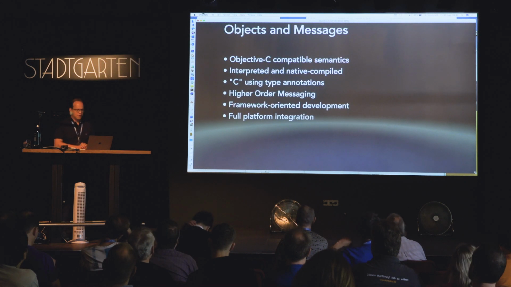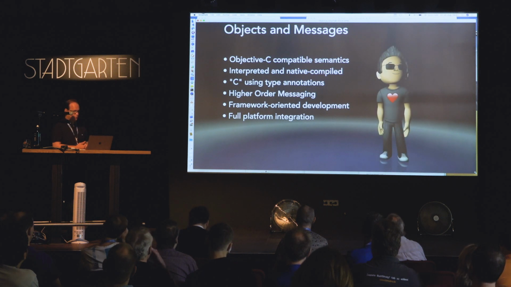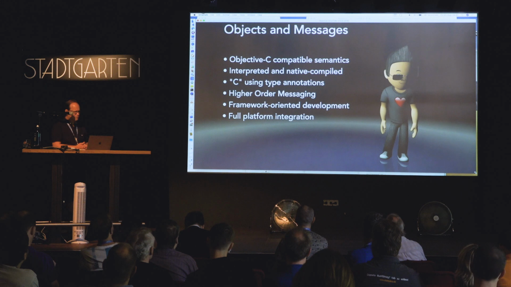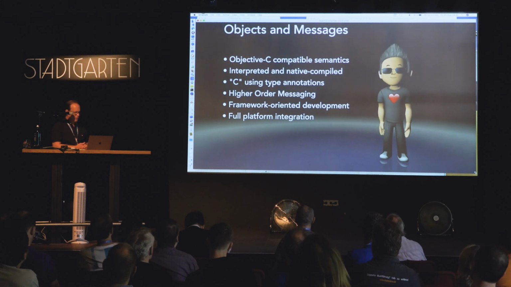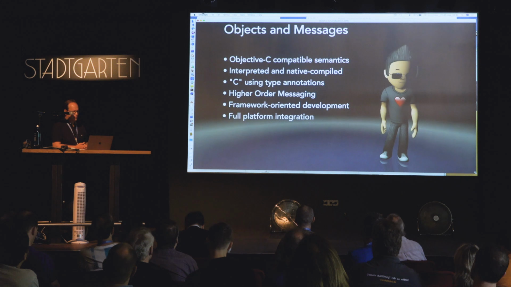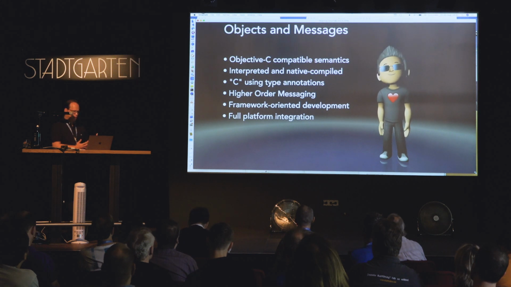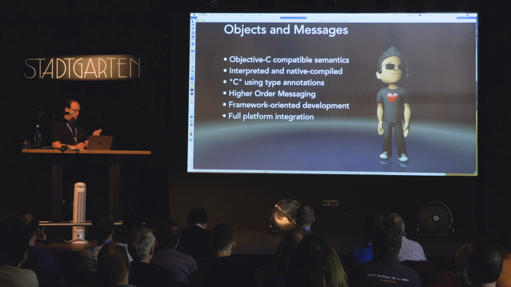So objects and messages in Objective-Smalltalk, we change that around from other Smalltalk systems that we have. Objective-C compatible semantics, so it's not a capital T Smalltalk, but it's very close in many, many respects. It's interpreted and native compiled, and it does all the Objective-C stuff, except it bases the language on Smalltalk, and so you get the C type of things by adding type information. And ideally, actually, I'd like that to be more D or Rustish, because C is horrible.